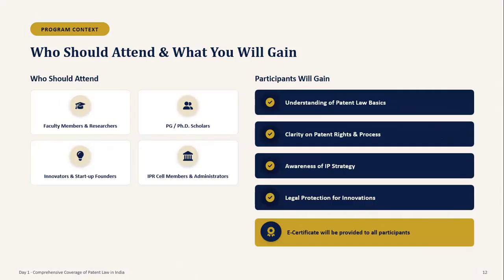Participants are expected to develop a better understanding of the fundamentals of patent law, gain greater clarity regarding patent rights and the patent process, develop awareness of intellectual property strategy, and understand the importance of obtaining appropriate legal protection for innovations. The program also provides an opportunity to connect academic research and innovation with the broader intellectual property ecosystem.